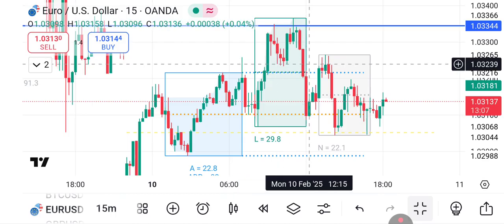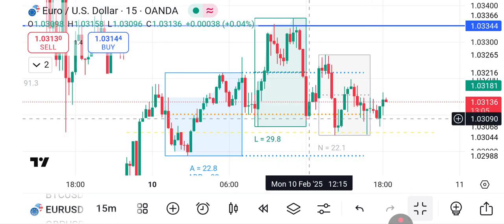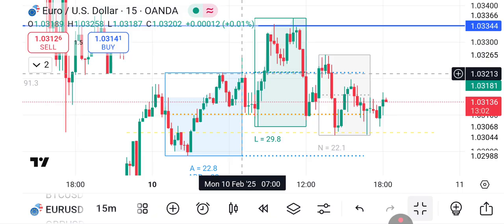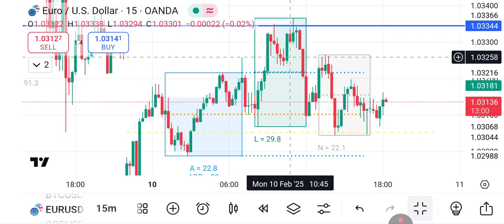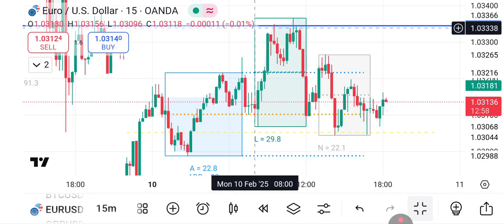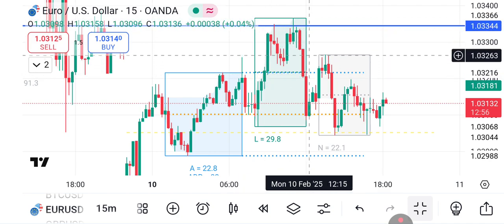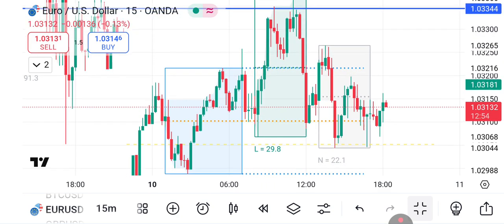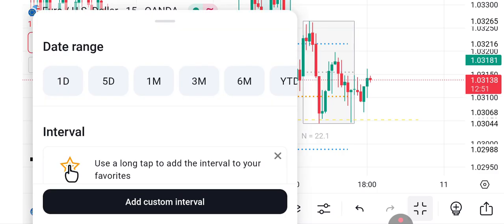And we also see this change of character over here after we have this higher high, higher low, higher high, higher low, higher high, higher low, higher high again, with a sweep of liquidity and change of character. Then on the New York session, I always do one thing whenever I want to trade.